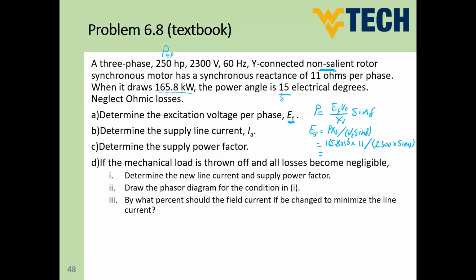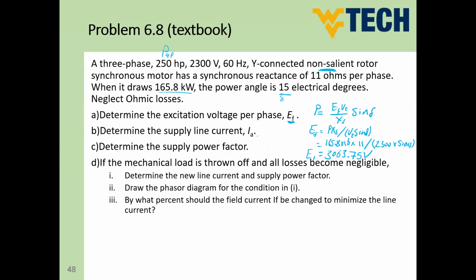So this would give us the excitation volt. Let's calculate this here together. So 165.8 times 1000 times 11 divide 2300 times sine 15 degrees. So the excitation volt is 3063.75 volt. So this is the excitation volt line to line.